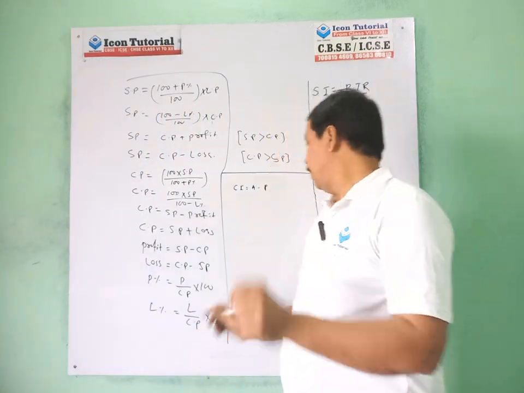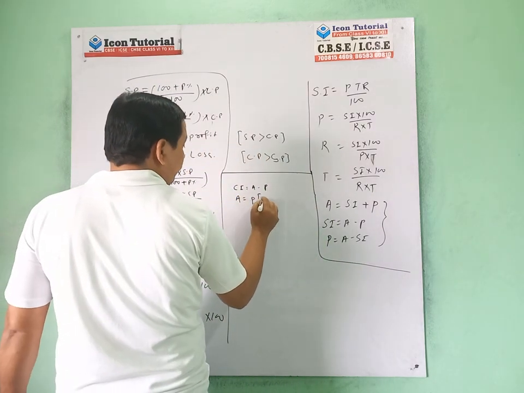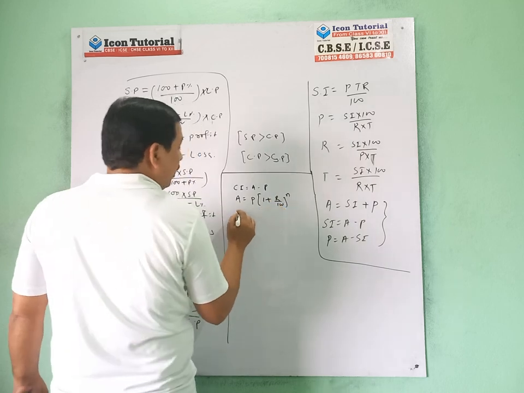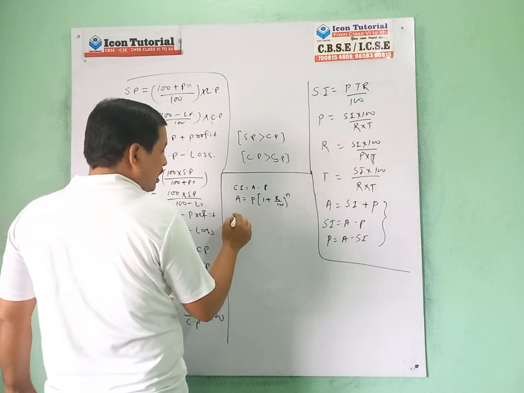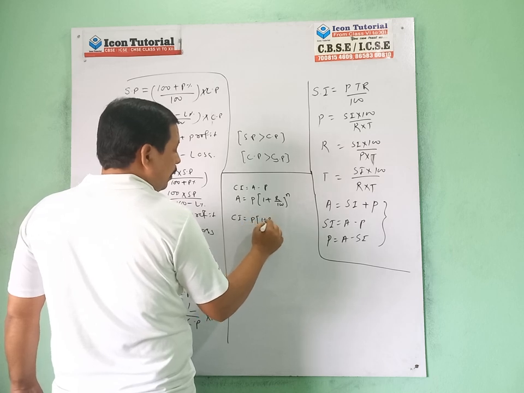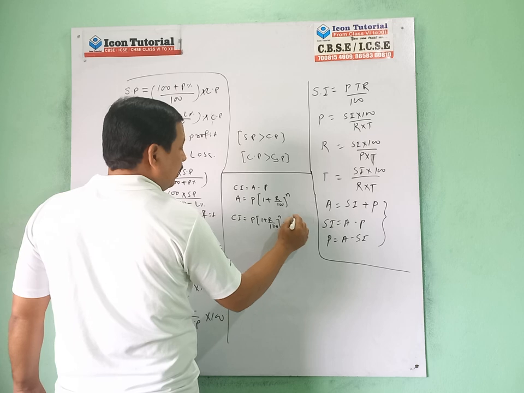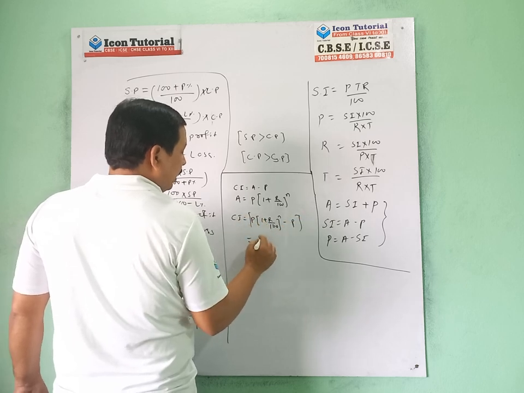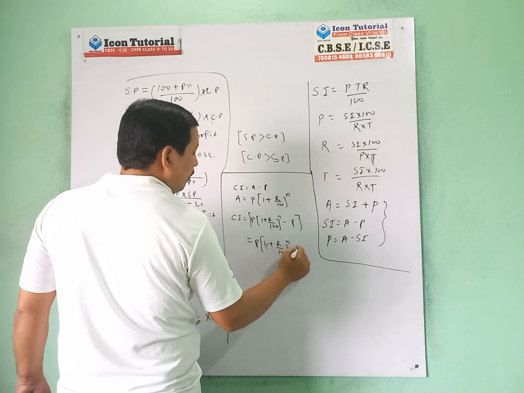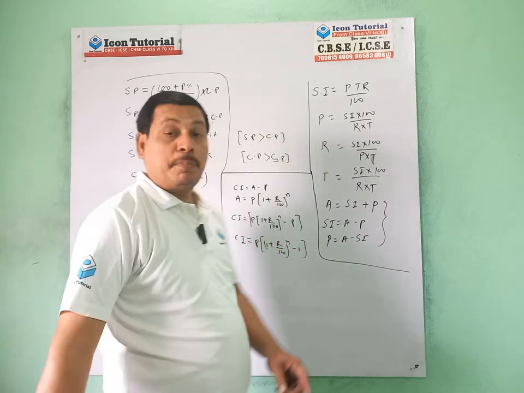What is compound interest? Here compound interest is A minus P, and A is equal to, in this case, P into 1 plus R by 100 to the power N. So here CI is equal to P into 1 plus R by 100 to the power N minus P. So finally P is taken as common, 1 plus R by 100 to the power N minus 1. So this is also compound interest. This is compound interest yearly.